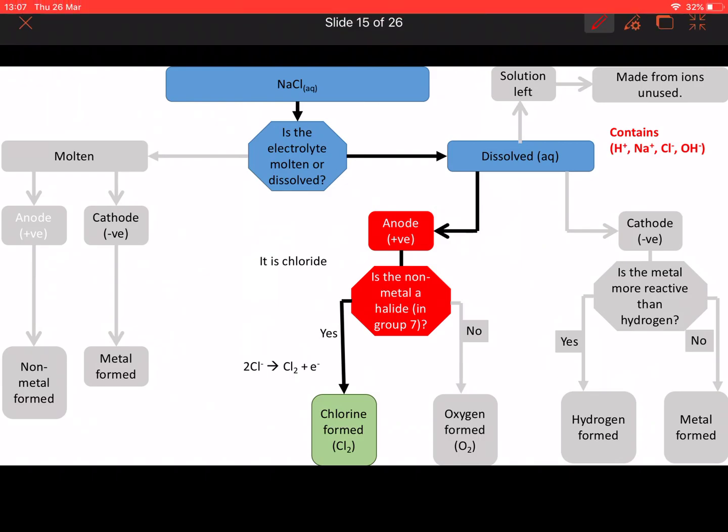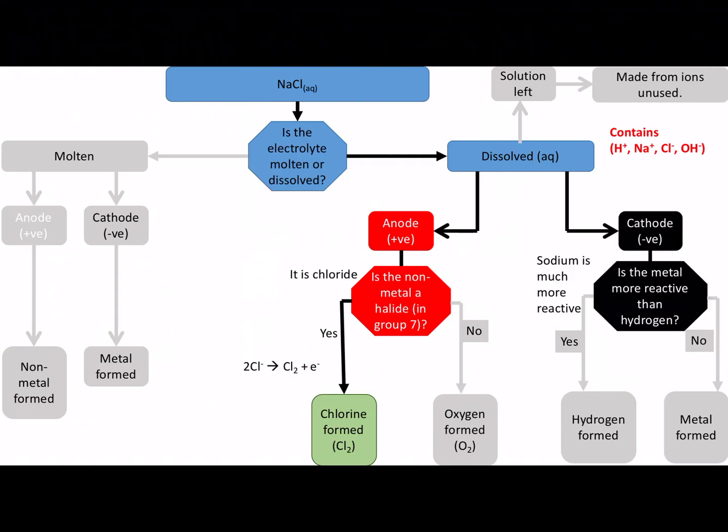For the half equation, it is exactly the same, and I made exactly the same mistake here. We're taking our chloride ions and converting them into chlorine gas, and that means that because we've got our electrons on the right-hand side being formed, our chloride ions have lost them, so it has been oxidized, because oxidation is loss of electrons.